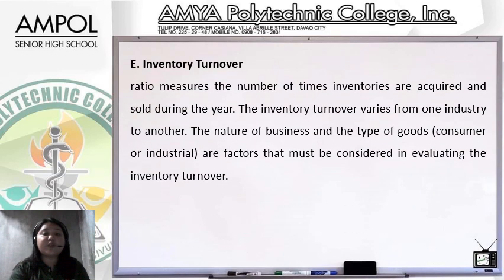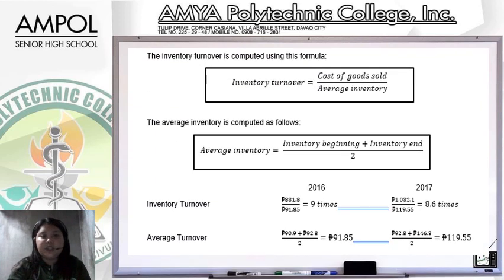For inventory turnover, the ratio measures the number of times inventories are acquired and sold during the year. Inventory turnover varies from one industry to another. The nature of business and the type of goods, whether consumer or industrial, are factors that must be considered in evaluating inventory turnover. It is computed using the formula: inventory turnover is equal to cost of goods sold over the average inventory. Average inventory is computed as inventory beginning plus inventory end divided by 2.